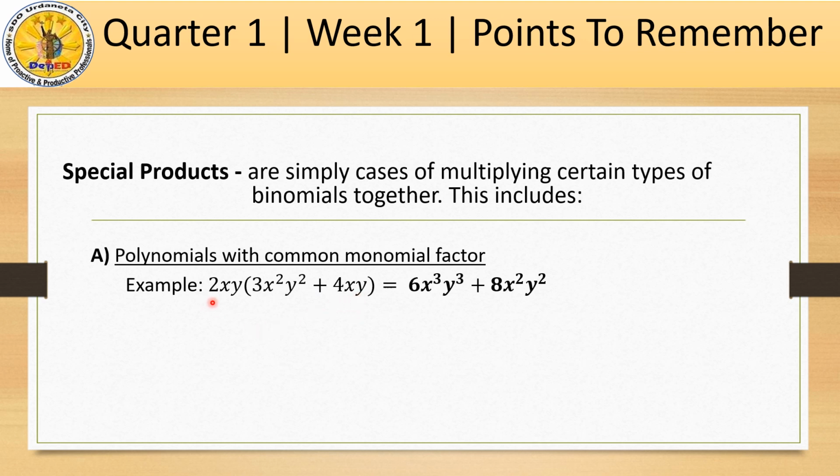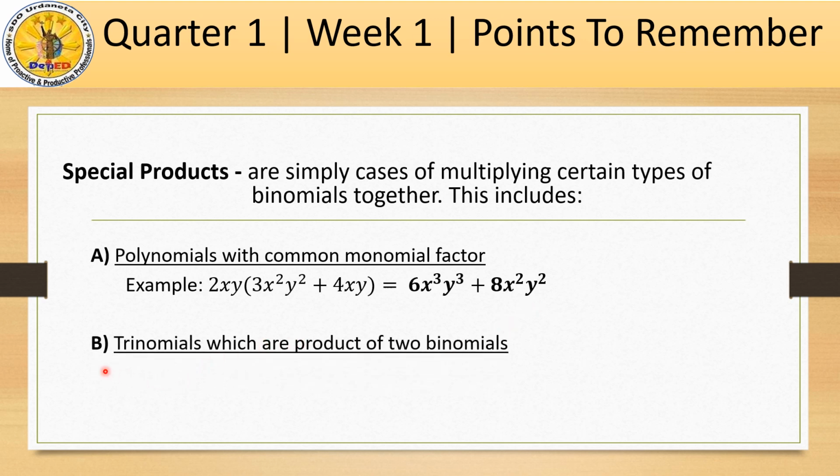So you are going to apply the distributive property of multiplication. So 2xy multiplied by the first term of the polynomial, 3x squared y squared, will give us the product of 6x cubed y cubed plus 2xy multiplied by 4xy. So it will give us a product of 8x squared y squared.